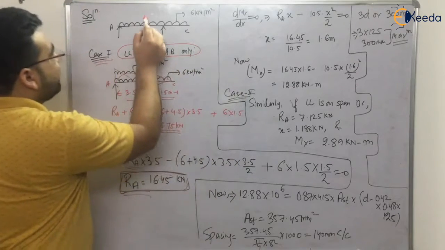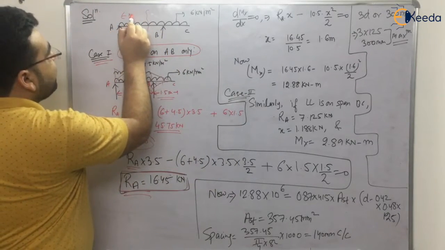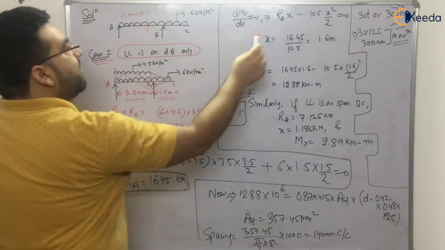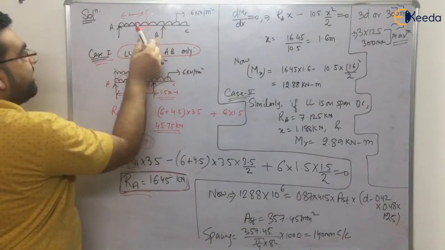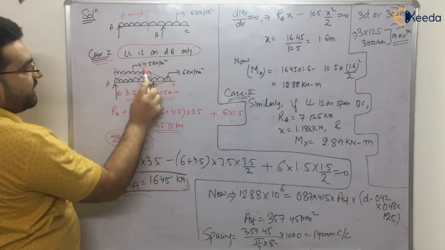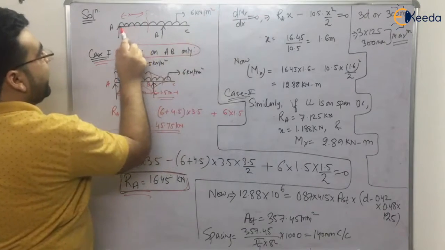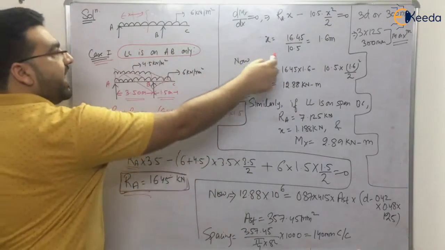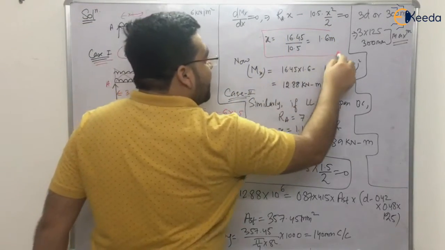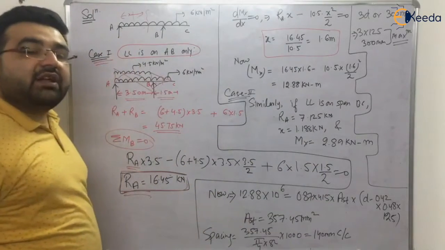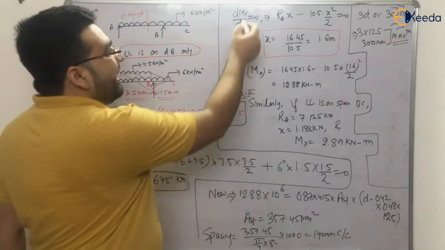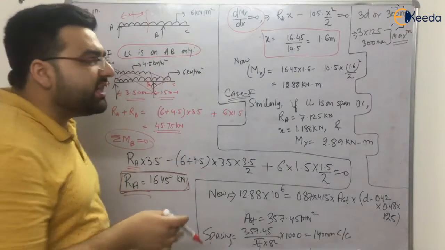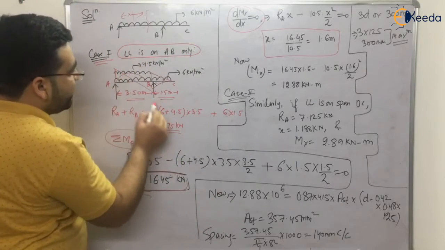Now let us take any section X, right? So the moment at this section will be RA into X minus 10.5 into X by 2, right? It will be equal to 0, and I will get the value of X. X is the point at which we have the maximum bending moment. This is the maxima minima concept in mathematics.